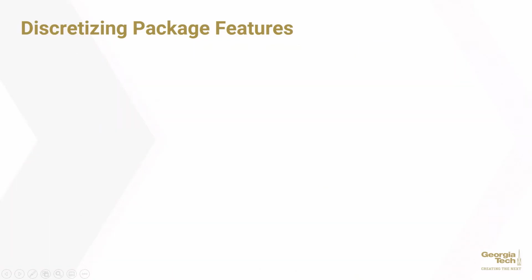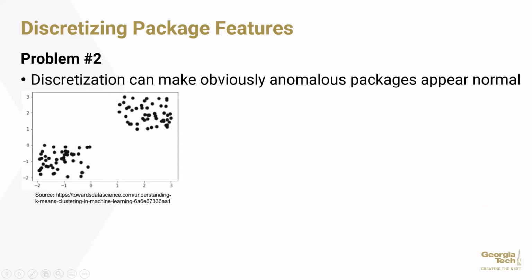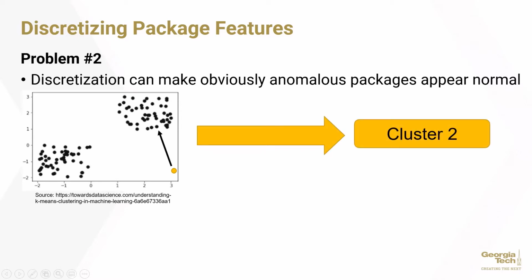Another issue that complicates the discretization process is that discretizing can make obvious anomalies appear normal. So if this was two clusters from your training data, with two features, you see there are two very clear clusters here. Now let's say you have a new package that has this set of features. This package is going to be mapped to the closest cluster, and in this case, that's cluster 2. And you're going to lose any information telling you that this data point is actually pretty far from that cluster.